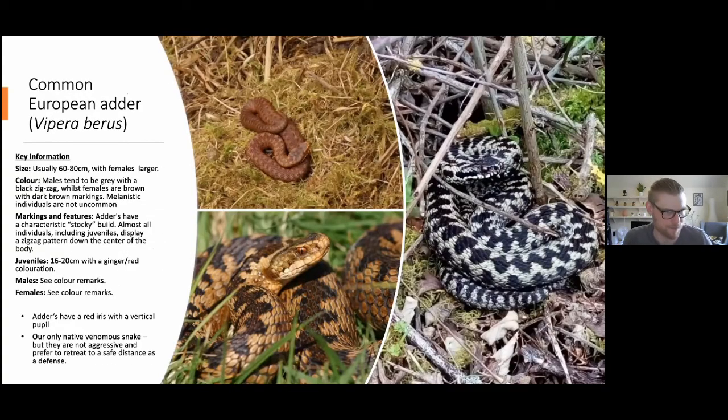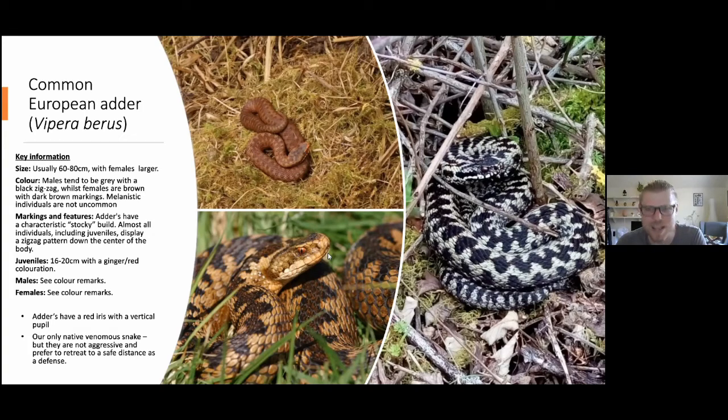So this is the adder. Okay, this is our last really common and widespread species we're going to be covering today. So very, very widespread throughout the UK. And it's a little bit smaller than the grass snake. Okay, so they only really grow to about 60 to 80 centimeters when fully grown, but they're a far stockier snake than the grass snake. So certainly for their size, they look a lot more thickset, a lot chunkier than grass snakes. And you can see that in these pictures here.